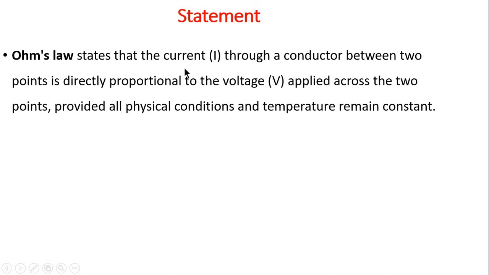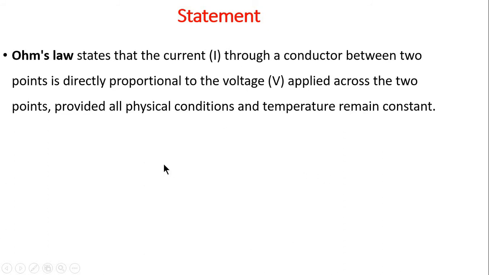Ohm's law states that the current, denoted by the letter I, through a conductor between two points is directly proportional to the voltage V applied across the two points, provided all the physical conditions and the temperature remain constant. So what does this mean?